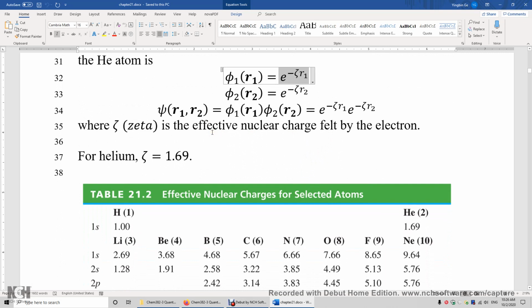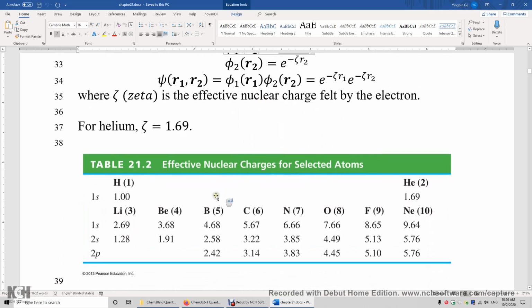Again, this zeta is the effective nuclear charge, and here's a table of effective nuclear charges for selected atoms. If you look at helium, it's 1.69. You can get this value by experimental measurement or by quantum mechanical calculations.